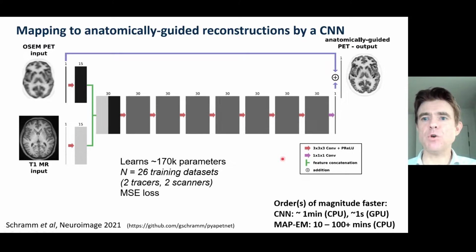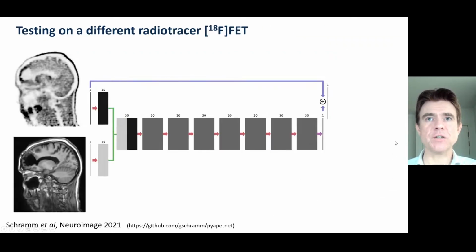The key benefit here was that rather than doing this reconstruction the slow way, which would normally be anywhere up to 100 plus minutes of CPU time, if you put this CNN into a GPU, this prediction of the anatomically guided reconstruction could be done in about a second. So many orders of magnitude faster. And you'll see next that it works very well when tested on unseen data.